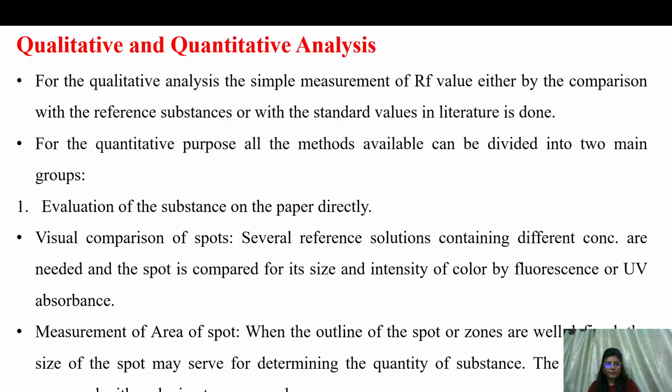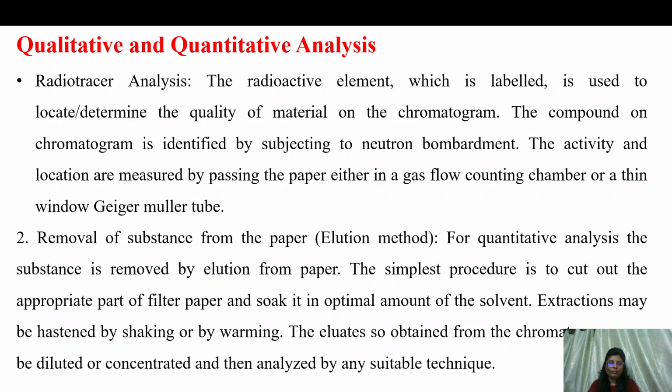For visual comparison of the spot, several reference solutions containing different concentrations are needed, and the spot is compared for its size and intensity of color by fluorescence or UV observation. For measurement of the area of the spot, when the outline of the spot or zone is well defined, the size of the spot may serve for determining the quantity of the substance. The area can be measured with a planimeter or graph paper.